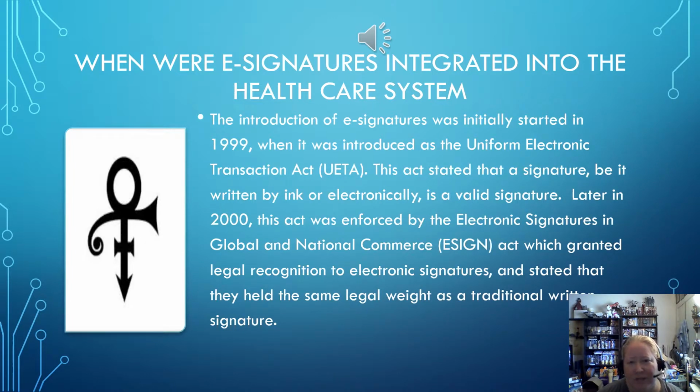The introduction of e-signatures was initially started in 1999 when it was introduced as the Uniform Electronic Transaction Act, or the UETA. This act stated that a signature, be it written by ink or electronically, is a valid signature. Later in 2000, this act was enforced by the Electronic Signatures in Global and National Commerce, or the e-Sign Act, which granted legal recognition to electronic signatures and stated that they held the same legal weight as a traditional written signature.